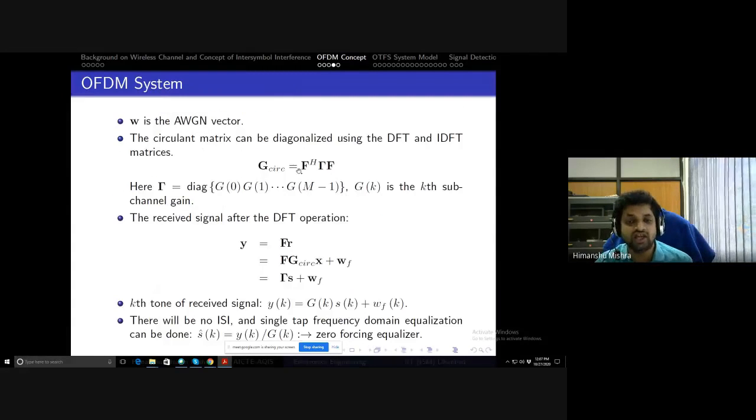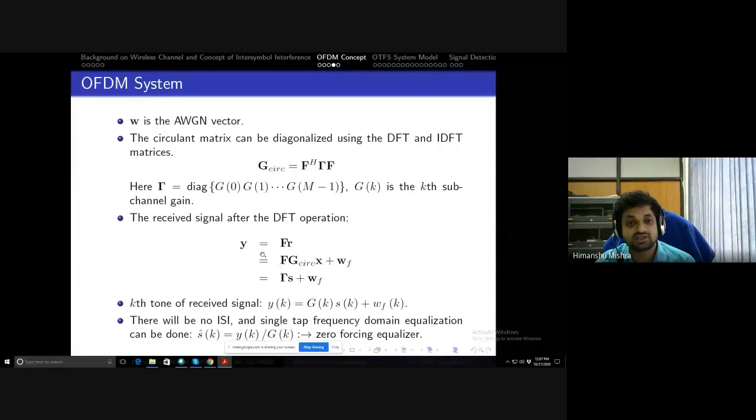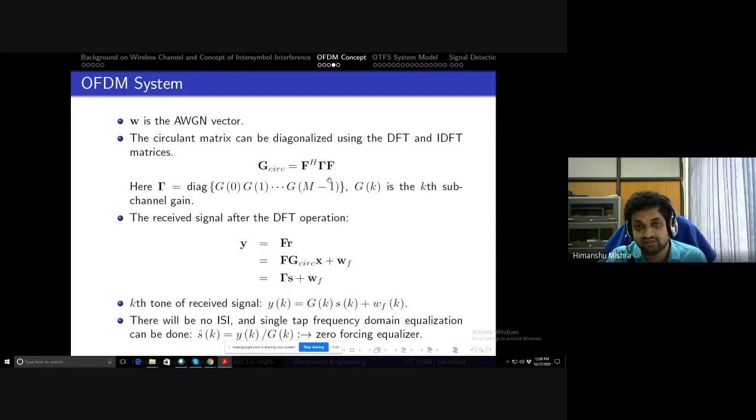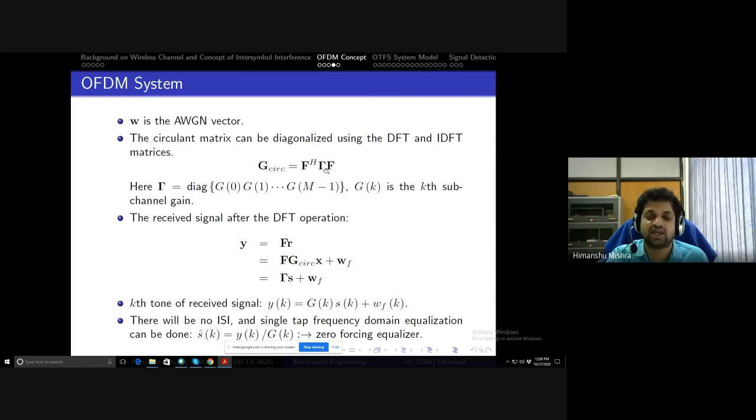So once we do the FFT operation at the receiver, what will happen? Before telling this, I would like to tell you an interesting property of a circulant matrix. From the basic concepts of linear algebra, any circulant matrix can be represented as the IDFT matrix, times gamma, which is a diagonal matrix, times F, where F is the FFT or DFT matrix. So this is the SVD, singular value decomposition, representation of the circulant matrix.